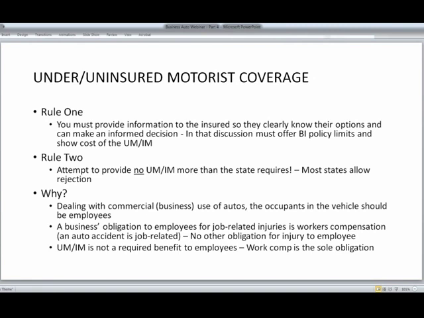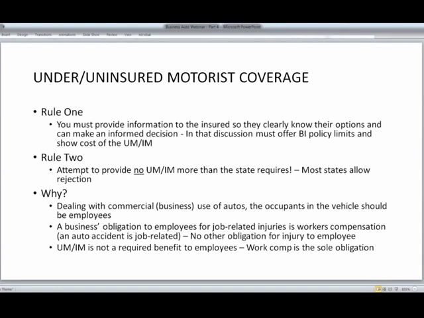This last coverage we might also discuss in the same way, and that's uninsured motorist. You must offer it, and make it clear so the insured can make an intelligent decision to purchase it or not. That's Rule 1. Rule 2 is attempt not to provide coverage except for the amount required by the state. Most states allow rejection. Why? We're dealing again with commercial businesses' use of autos. The occupants in the vehicle should be employees. The business's obligation for job-related injuries to employees is workers' comp.